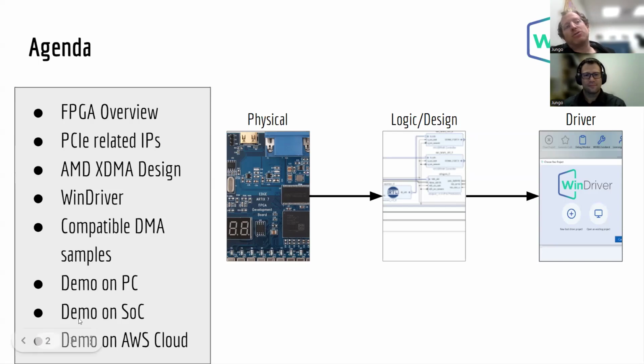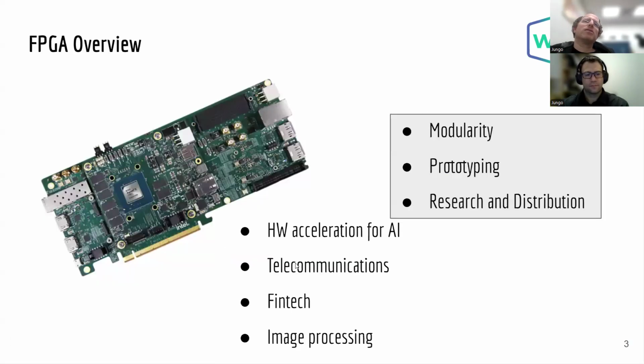And then I'm going to show you two new demos of new features that we have. First feature is the SoC. We're going to run the exact same design that Shlomi ran on the PC on an SoC. And then we're going to run the exact same design also on a cloud instance of AWS, cloud FPGA. So all these will be using the exact same driver and the exact same product, which is WinDriver, which is our product. So let's dive right in.